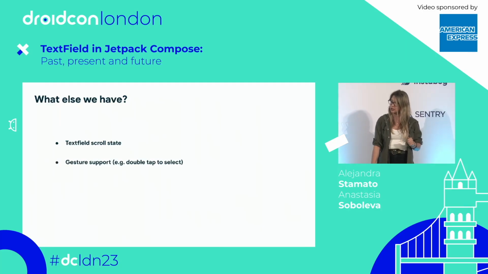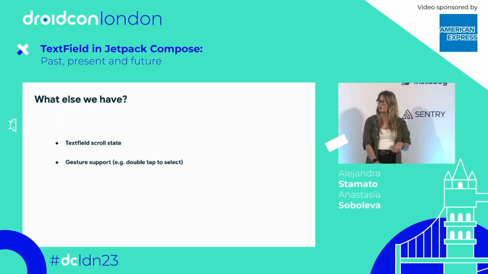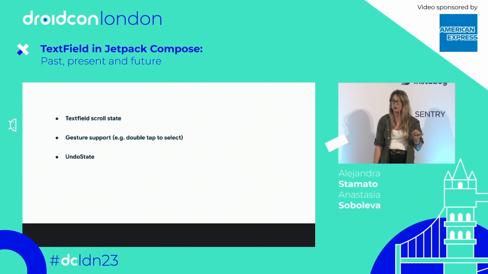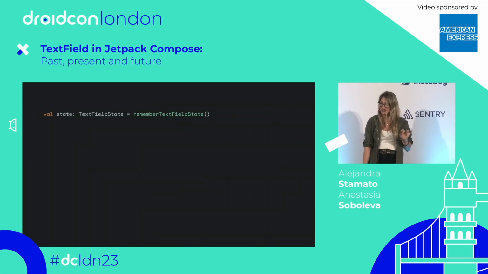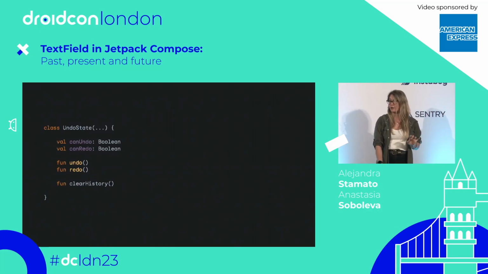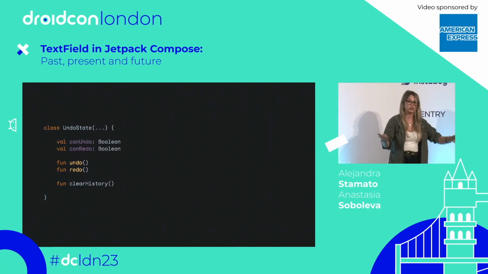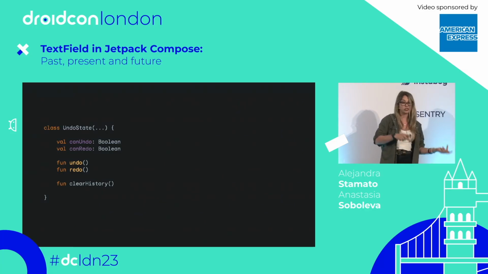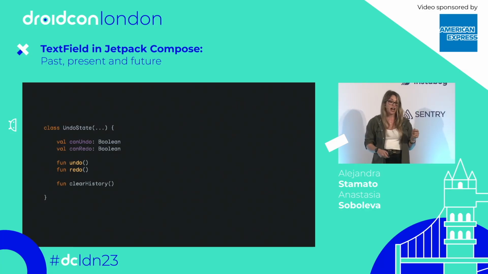The team worked very hard to make all the gesture support, including magnifier and double taps to select word, a personal favorite. And we have something called undo state as well. And very quickly on this one, when we define our state with the text field state API, we get access to a class called undo state that allows you to do a lot of cool things out of the box, like know if you can undo or redo edit operations, and then methods to undo or redo, and maybe clear the history of all those operations.